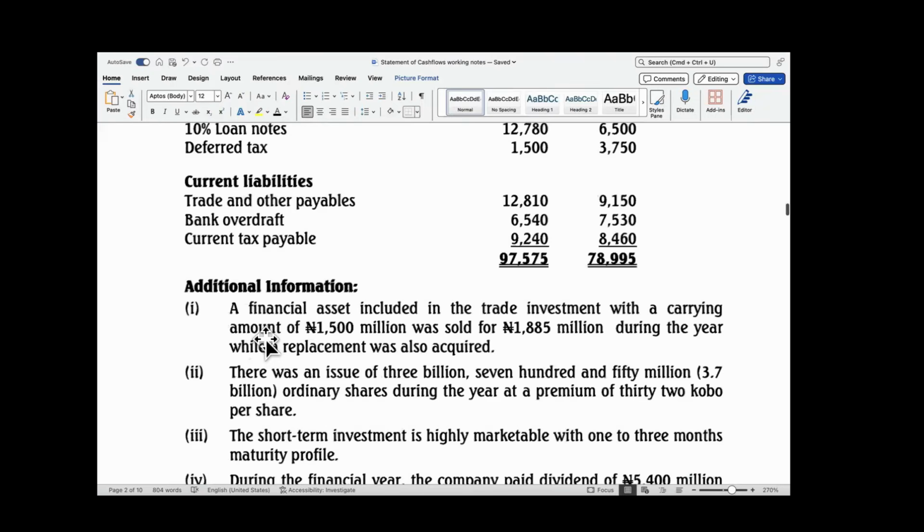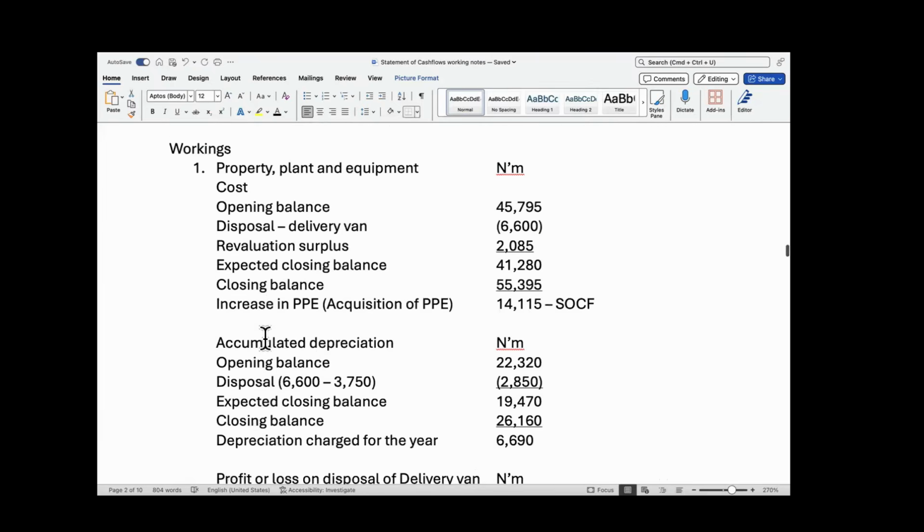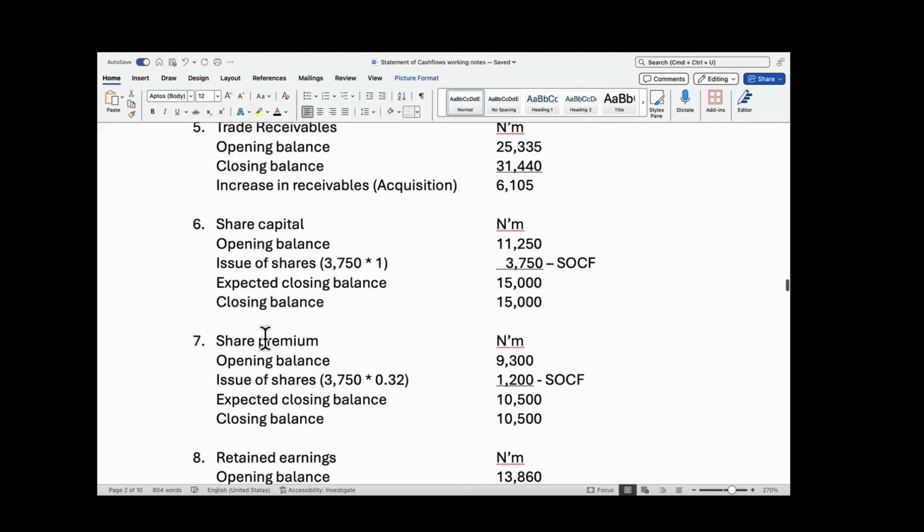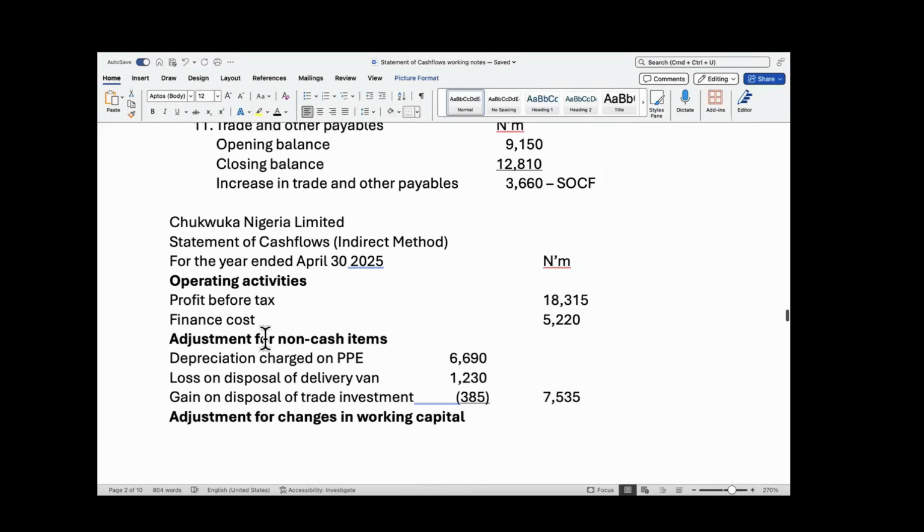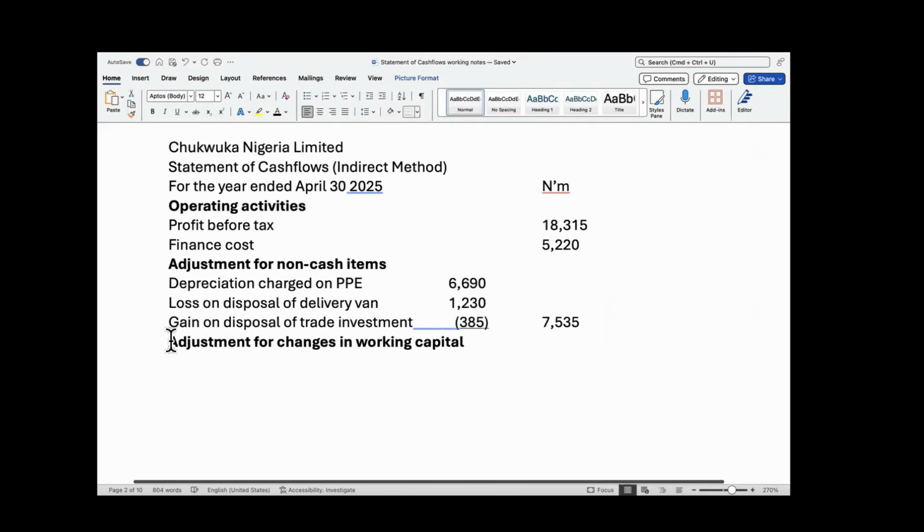If not that the format has actually stated it, I would just put everything under adjustment for non-cash items, because IFRS is not really about format anyway, though they encourage you to follow the minimum requirements in their format, but it's not compulsory. But I need you to understand it that way.